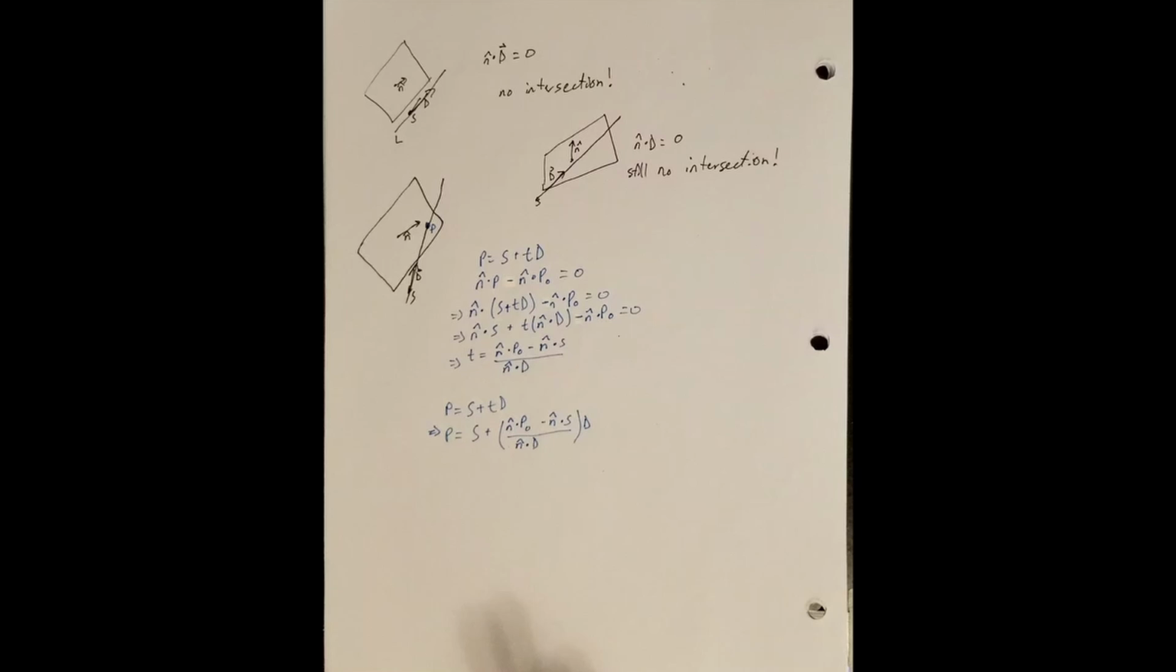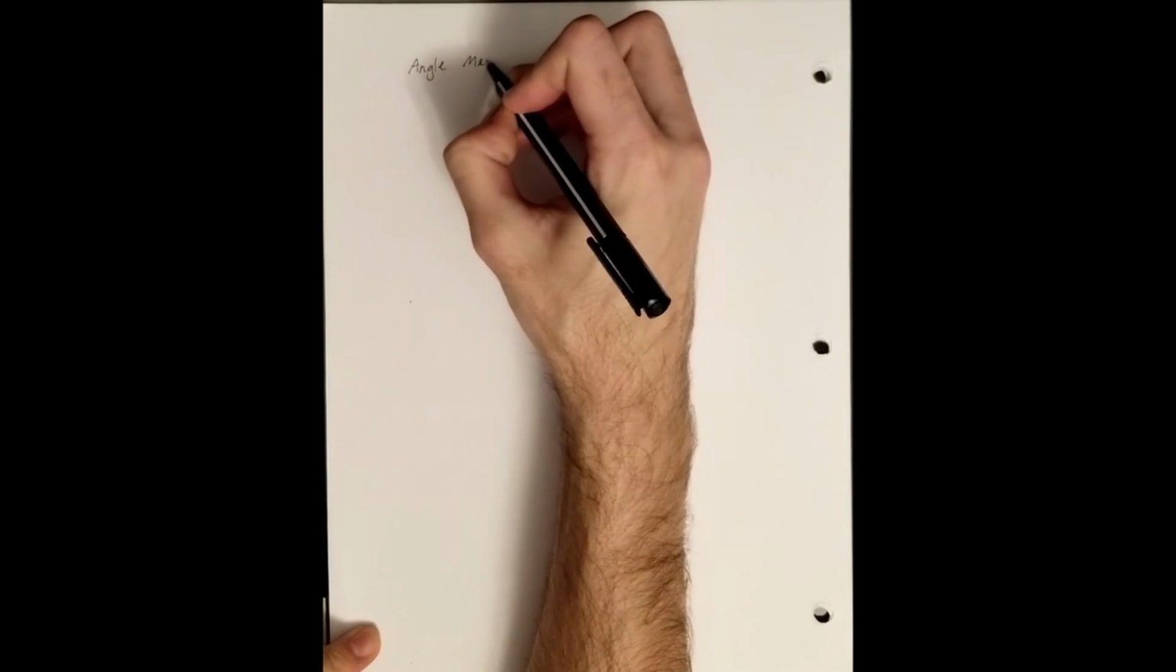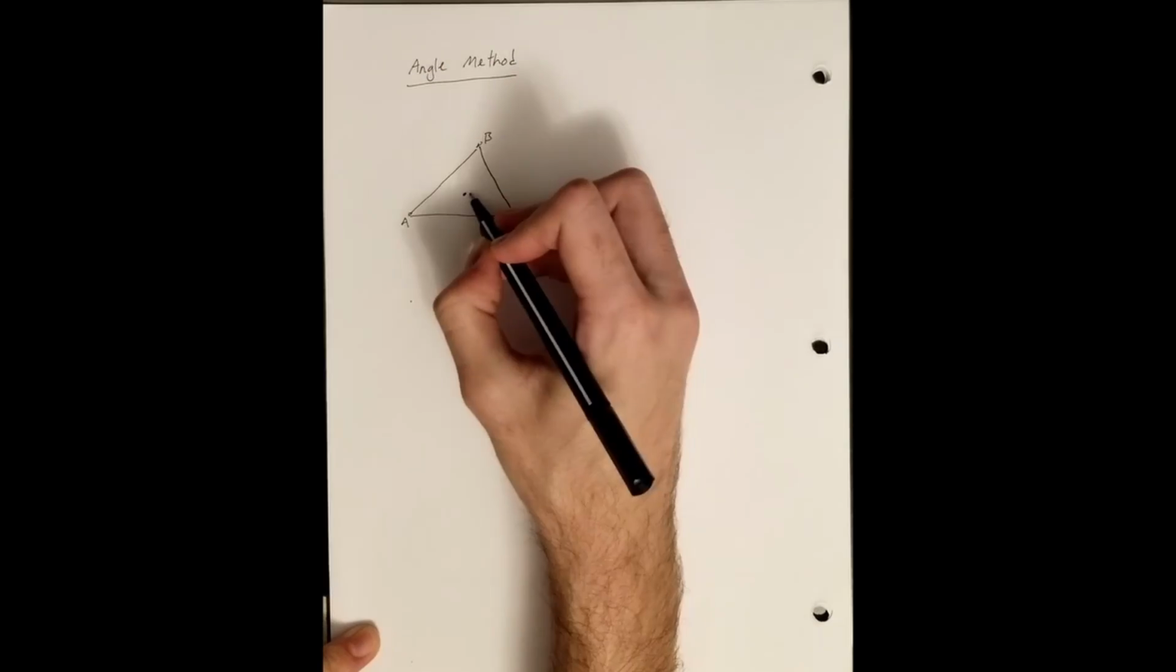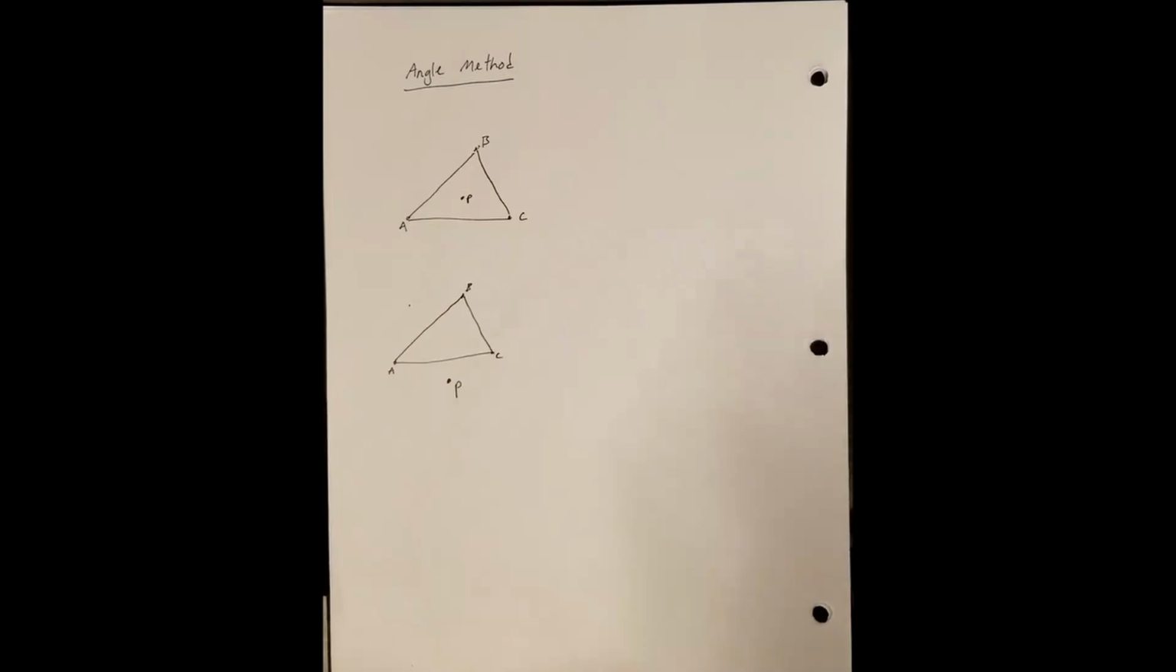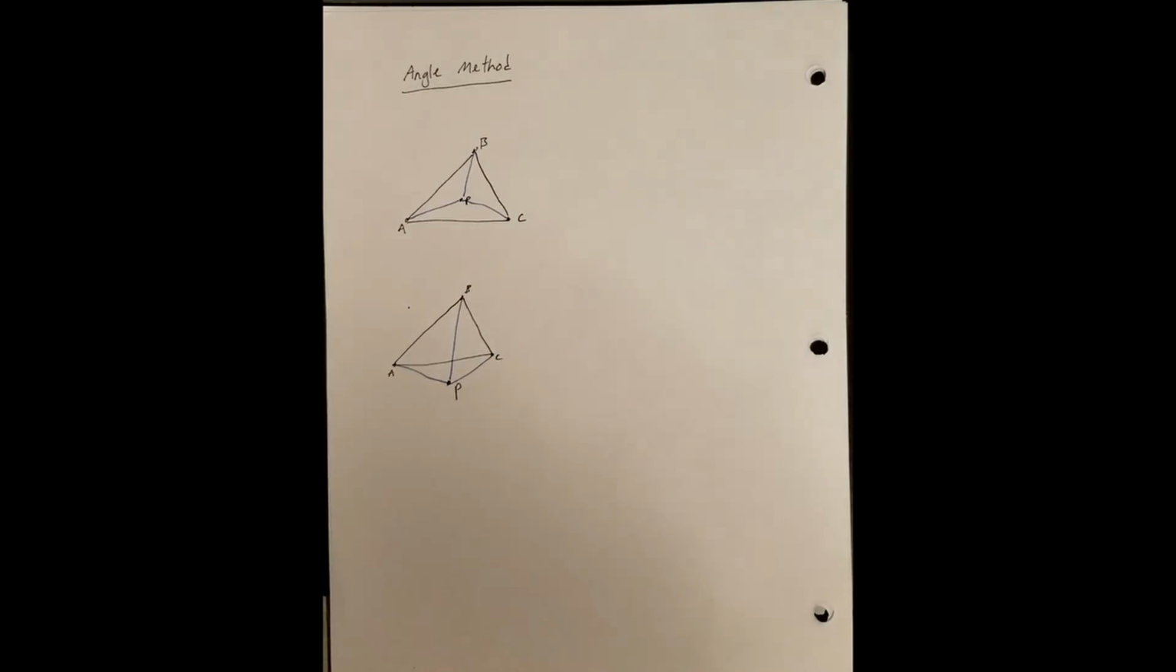Next, we need to test if that intersection point is in our triangle. There are a couple of ways to find if a point is in the triangle. The first is to connect the point to the 3 vertices of the triangle, which will give you 3 new triangles.